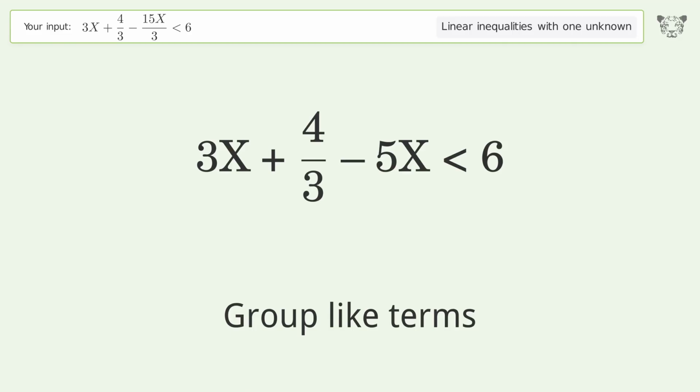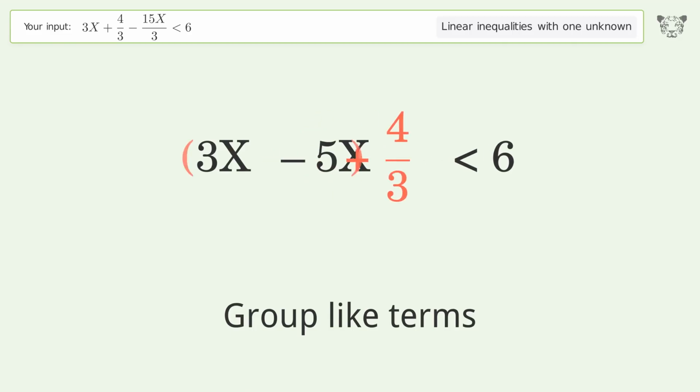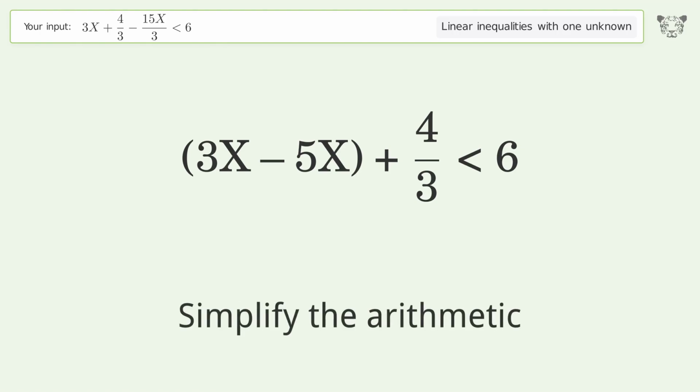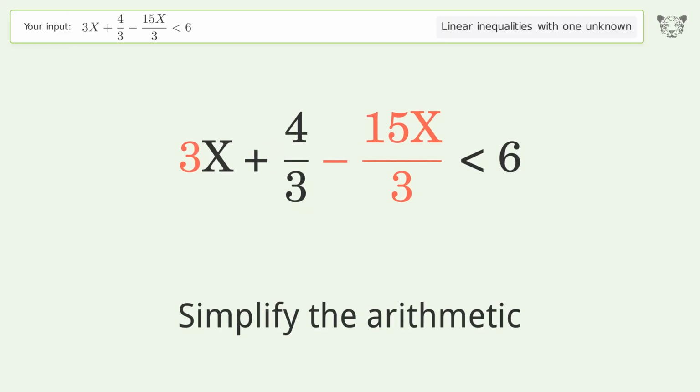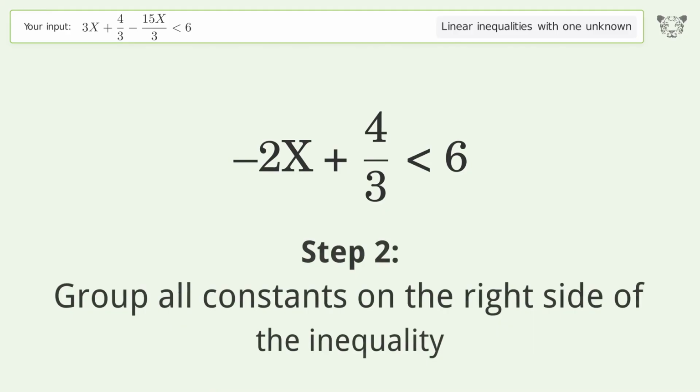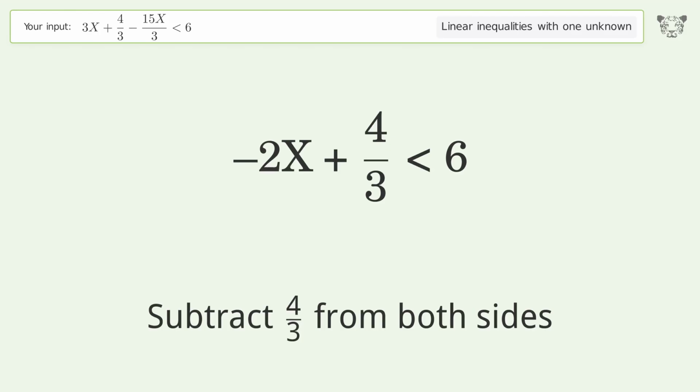Group like terms. Simplify the arithmetic. Group all constants on the right side of the inequality. Subtract 4/3 from both sides.